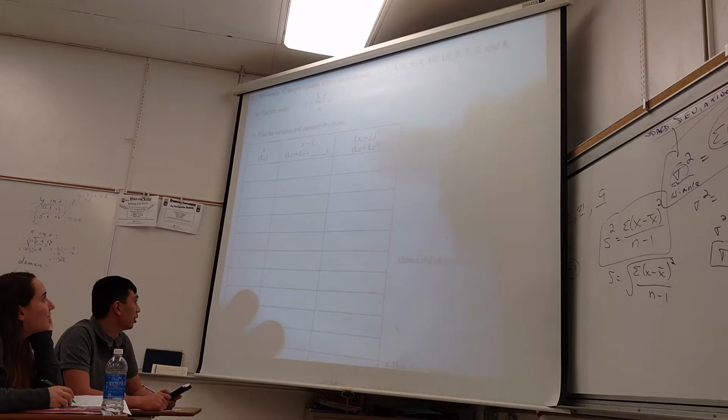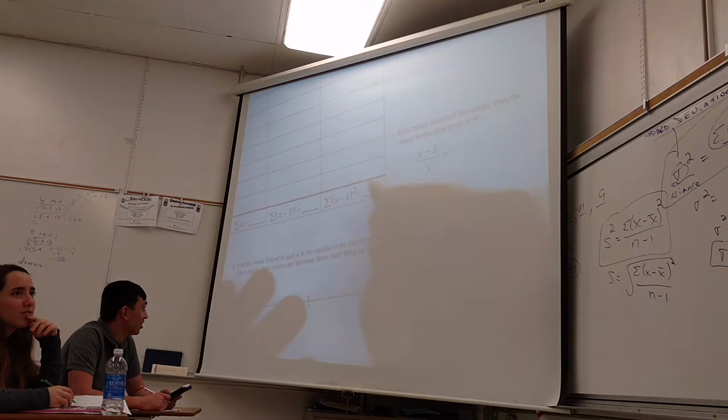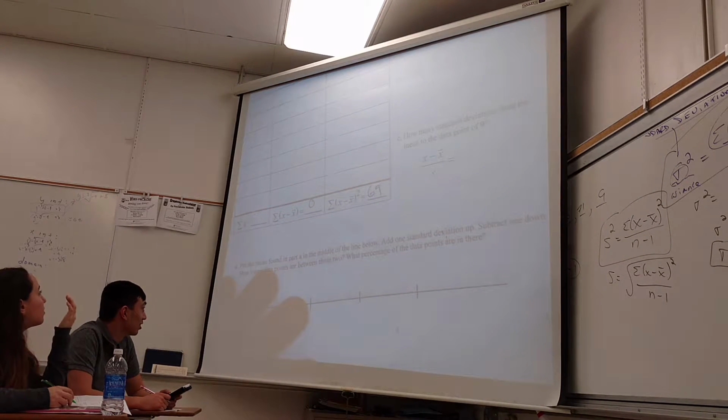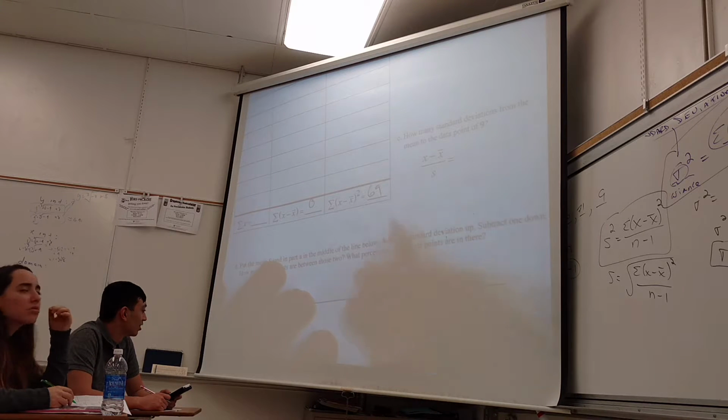Alright, so now you fill it all in. You sum this up, you get 69 down there. If you sum these up, you should get 0. In this case, I didn't round the mean at all, so it's going to be exactly 0. If I had rounded the mean, it would be different.